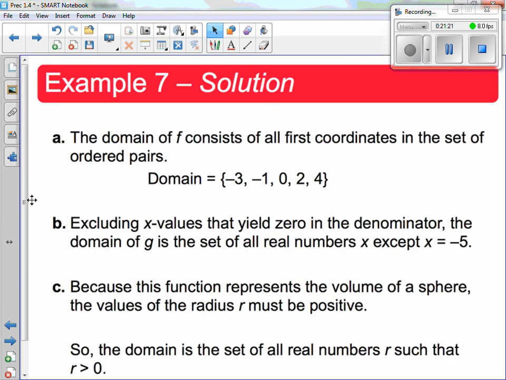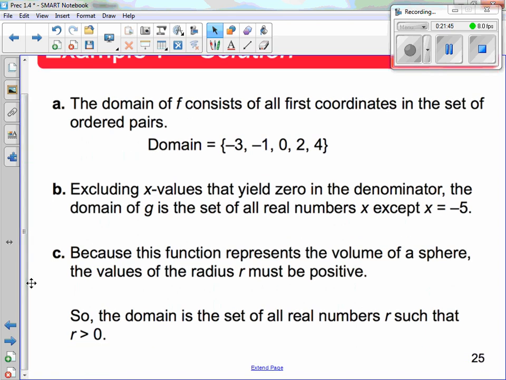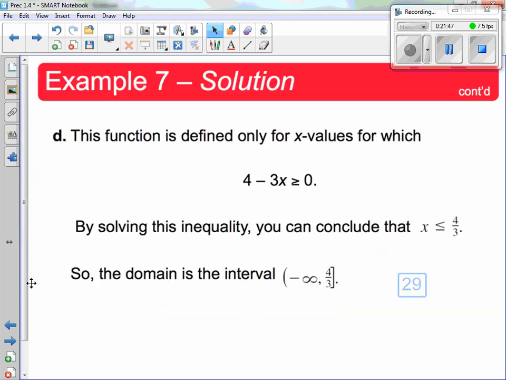So the domain of the first one is that, excluding x values. For the second one, the denominator, the domain of G is all real numbers except for negative 5. Got that one. Because the function represents the volume of the sphere, the values of r for the radius must be positive. Okay. Slipped my mind. We can't have negative radius. Makes sense. And the last one. So we solved that. Got our answer.